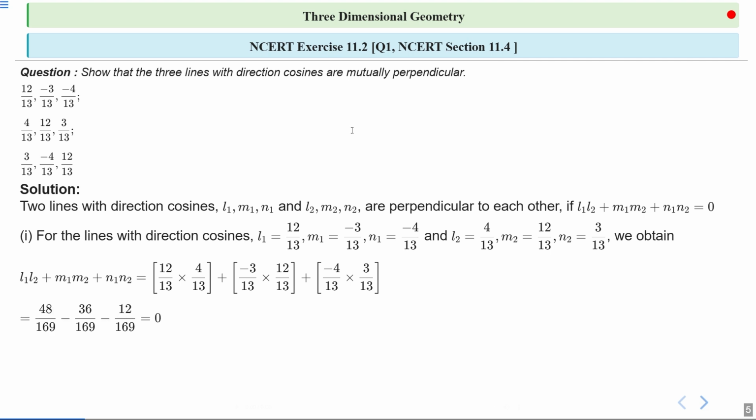Now calculating each term, we get 48 over 169 minus 36 over 169 and minus 12 over 169. When we add these together, the total is 0. Therefore, we can conclude that these two lines are perpendicular to each other.